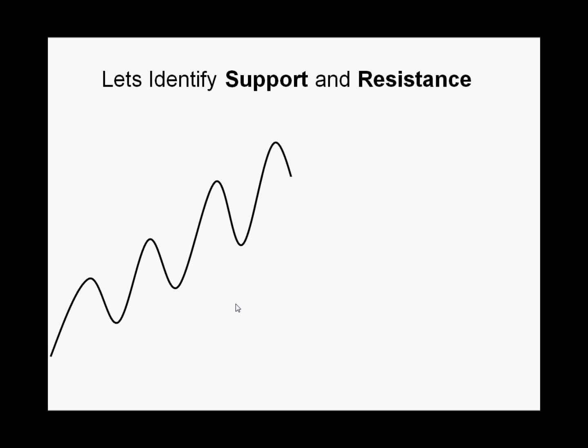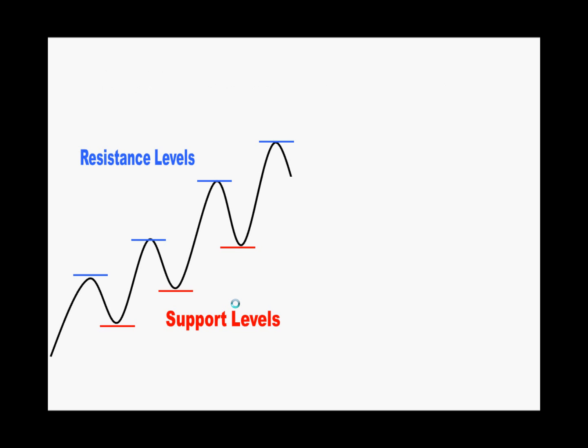So the first step here is to identify the support and resistance level. So you see the market and then you try to identify the support and resistance levels. So the support level in this case, these are all the support levels. This is what the market hits, bounces back up, and this is the resistance level. It's like the roof. The market hits that and then comes back down.